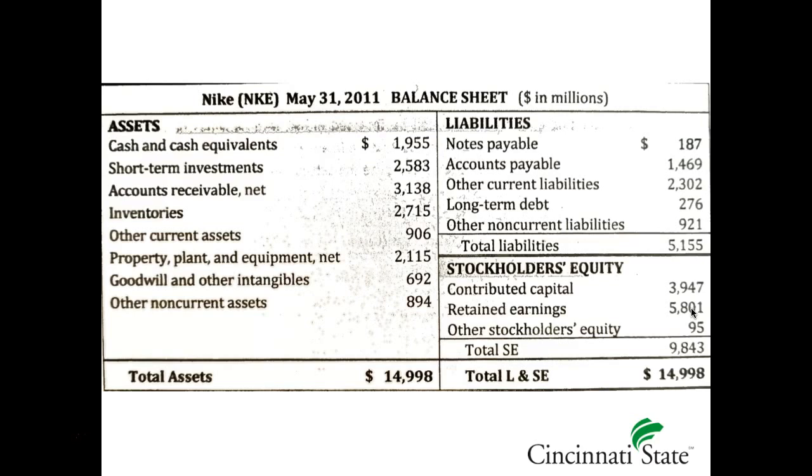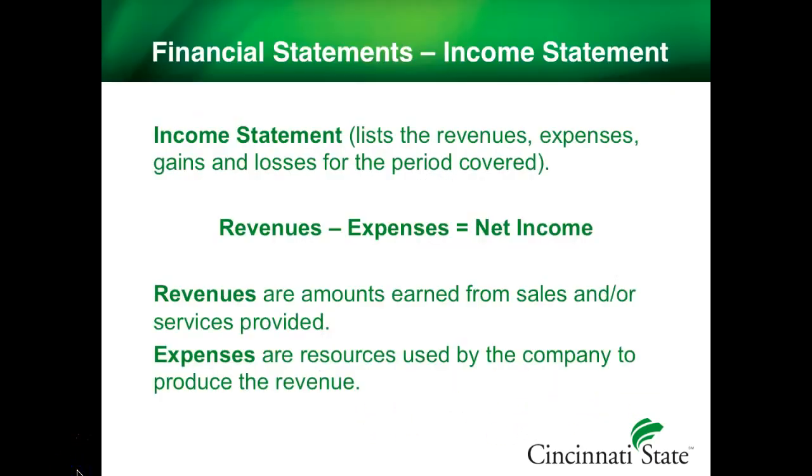As you can see, Nike's total assets of $14,988 million equal the sum of Nike's liabilities and stockholders' equity.